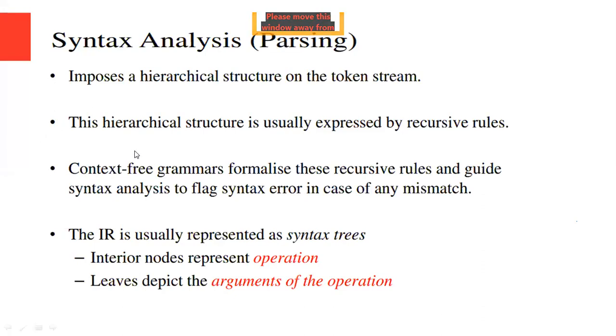So this is the second point. Here context free grammars formalize these recursive rules. So for recursive rules we utilize the context free grammars. For example, if we want to generate this type of string, we may construct two or more derivation trees, a leftmost derivation or a rightmost derivation, by using the context free grammar. So we can remove this ambiguity. Ambiguity removal we will see on the next page.